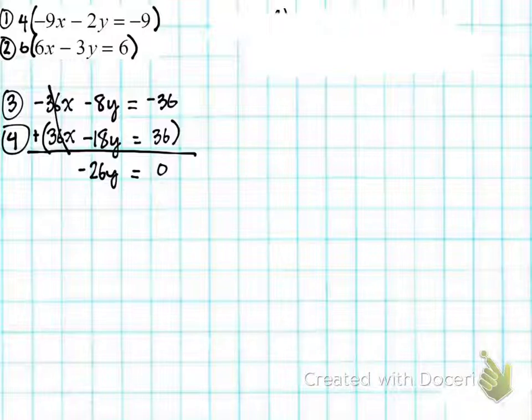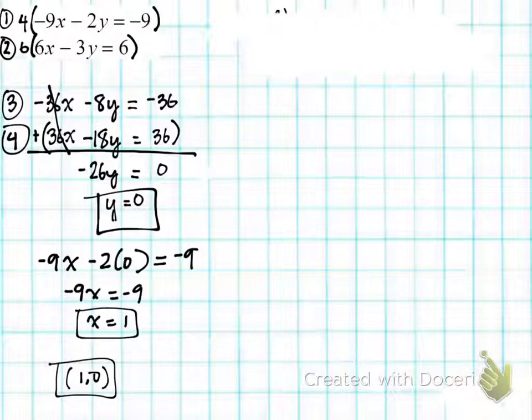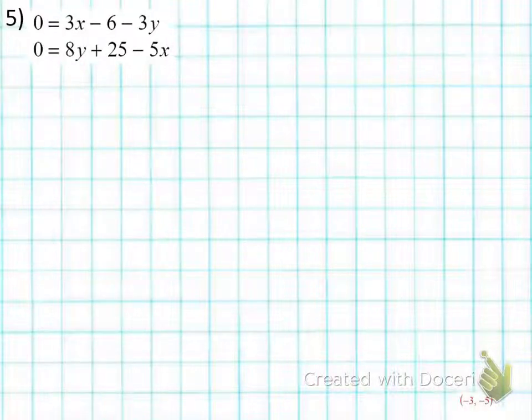Finish up my problem for me. I want you to give me the ordered pair of the answer. Ready? Set. Go. So that's the answer for number 3. Let's jump to number 5. Okay? Number 5. Erase your boards. Let's start again.